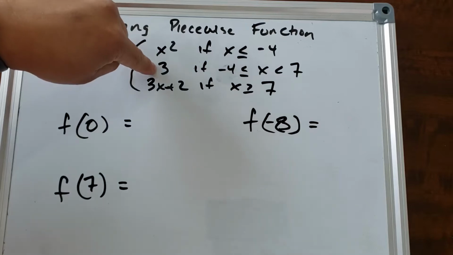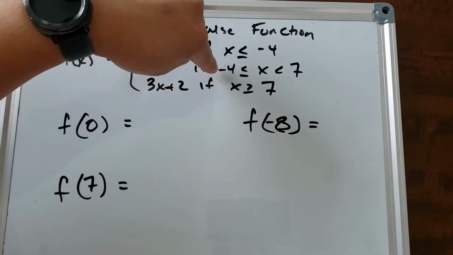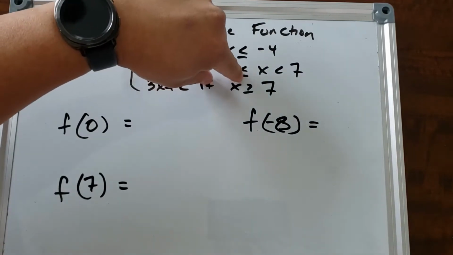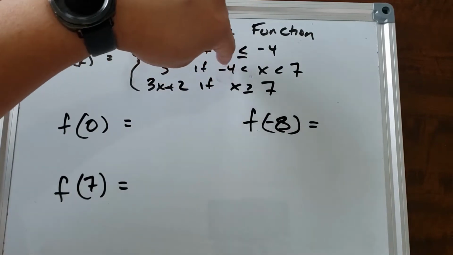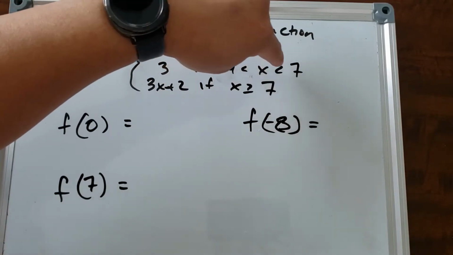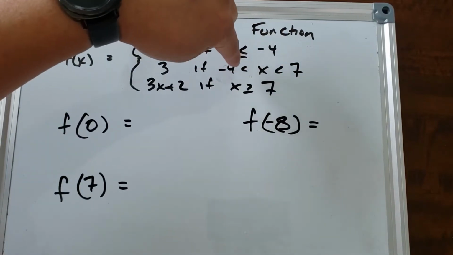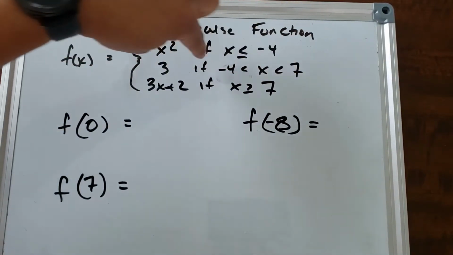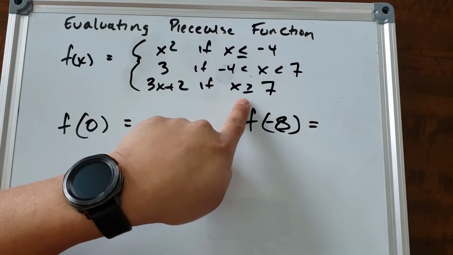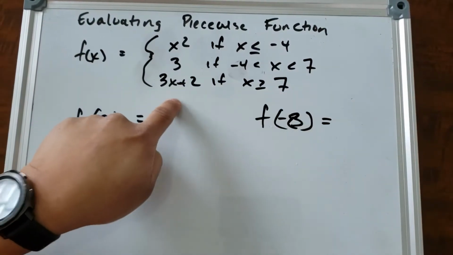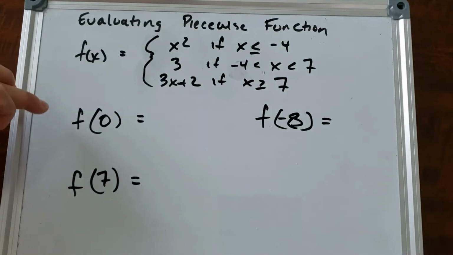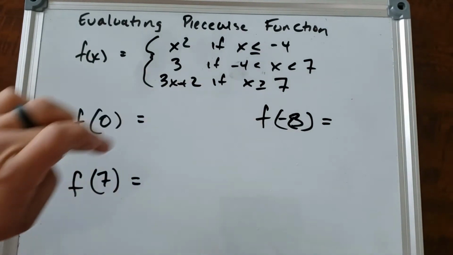We're going to use 3 if -4 is less than x and x is less than 7. So basically you're saying if x is in between -4 and 7, you're going to use this middle one. If your x is greater than or equal to 7, you're going to use this function, okay? And I'm asking what's f of 0, f of -8, and f of 7.